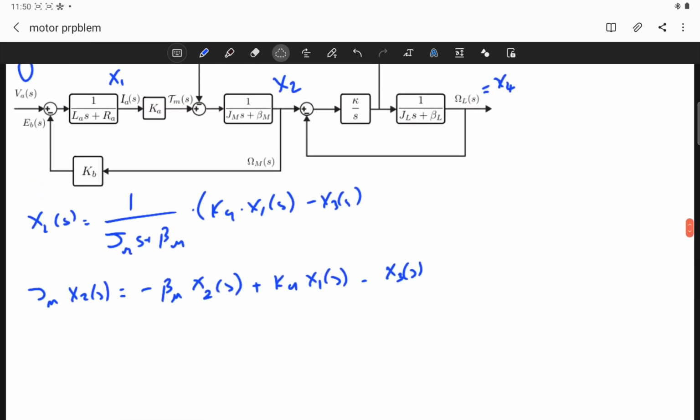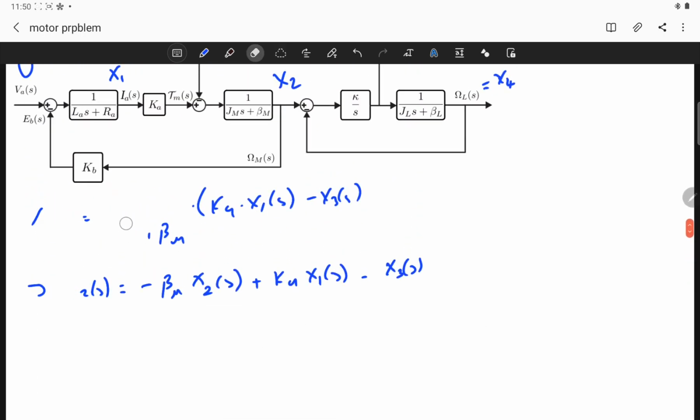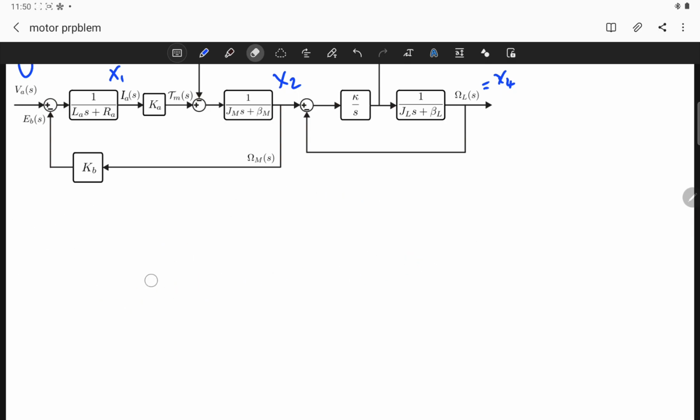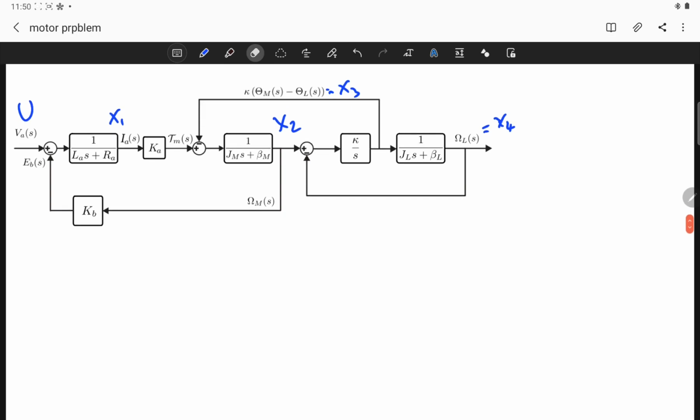Okay, that's great. So let's clean this part and move to the third one, which will be very easy. You will see that this is the easiest part. So X3 of s is equal to kappa divided by s, times X2 of s minus X4 of s, right? Because this is X2, this is X4, that's nice.